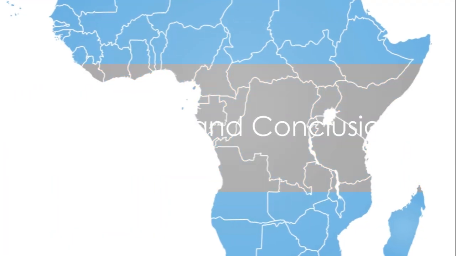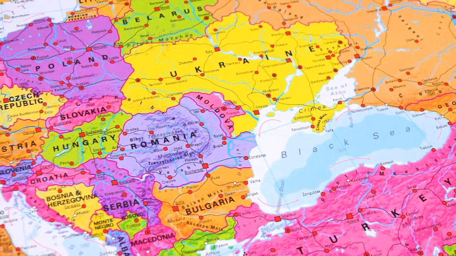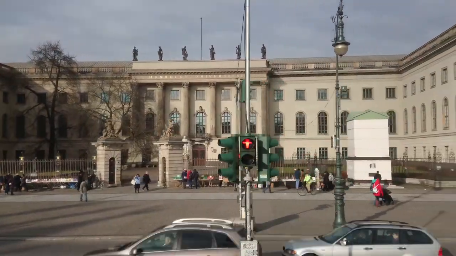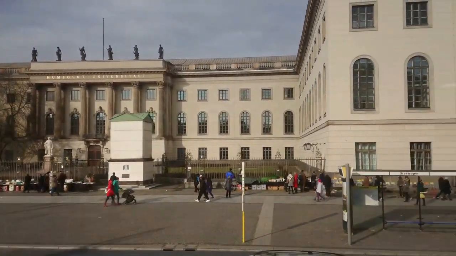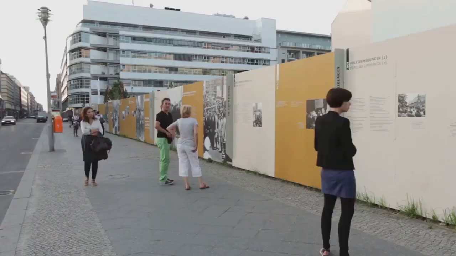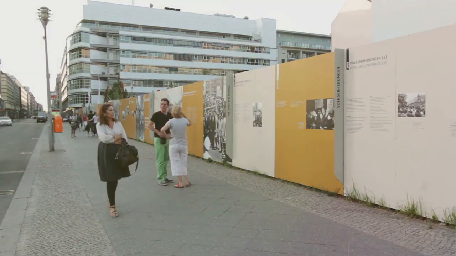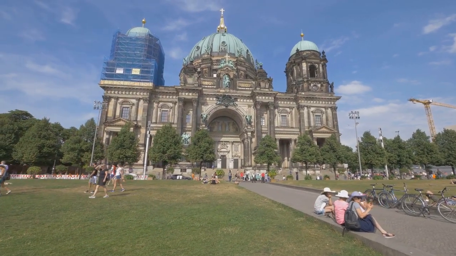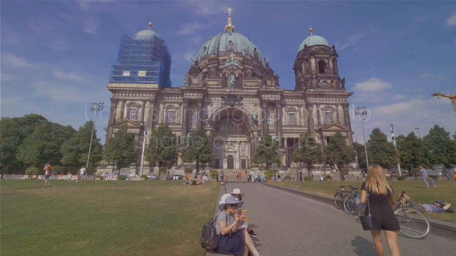So, what have we learned today? We've delved into the Berlin Conference, a pivotal event that carved up Africa, forever altering its landscape. We've seen how European powers, driven by their own interests, divided a continent, leaving a legacy of territorial disputes and socio-economic challenges. The implications of this historical episode still ripple through Africa today. The Berlin Conference serves as a stark reminder of a past we must not forget. For it is in understanding our past that we can better shape our future.